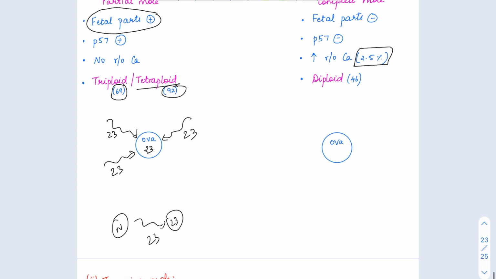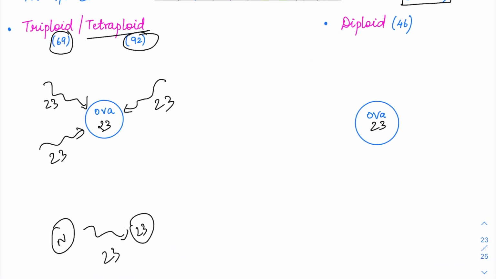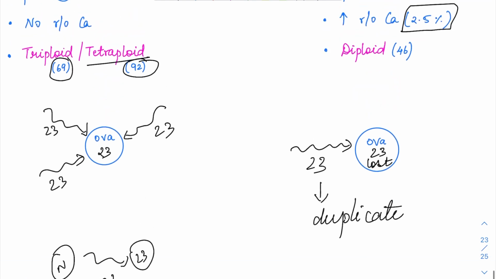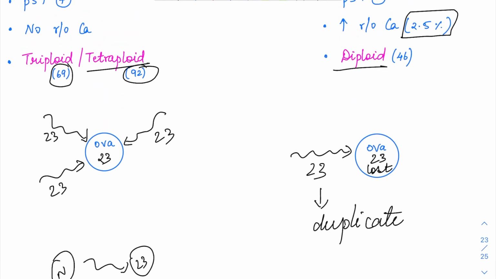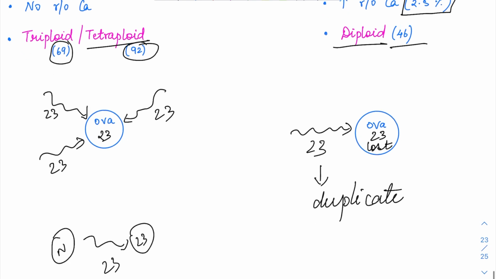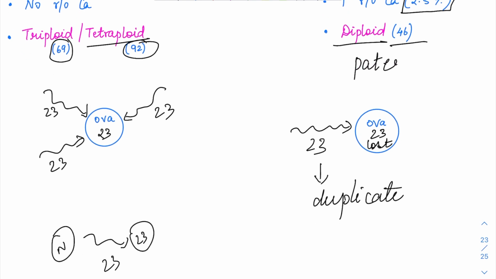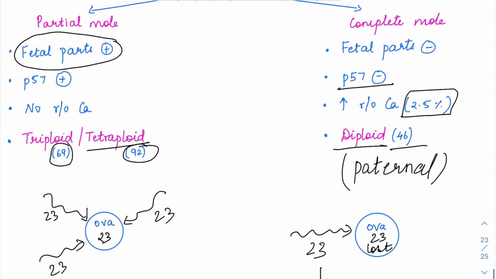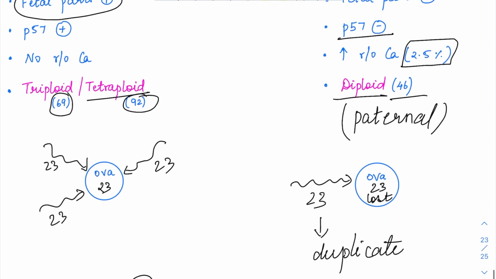So this kind of thing is going to be seen in partial mole, while in a complete mole, there are 23 chromosomes in the ova, but these 23 chromosomes in the ova are going to be lost, and a single sperm is only going to fertilize it. So there will be 23 chromosomes only. But what happens is these 23 chromosomes present in the sperm are going to duplicate and form 46 chromosomes. So it is going to be normal like a diploid. Complete mole will have a diploid status with 46 chromosomes only, but the ova which had the 23 chromosomes is not going to be there. So the entire chromosome set is going to be acquired from the paternal origin. From the father, the entire chromosome set is going to be derived. There are no maternal chromosomes. That is why P57 is going to be negative. P57 is maternal, so P57 will be negative in complete mole.